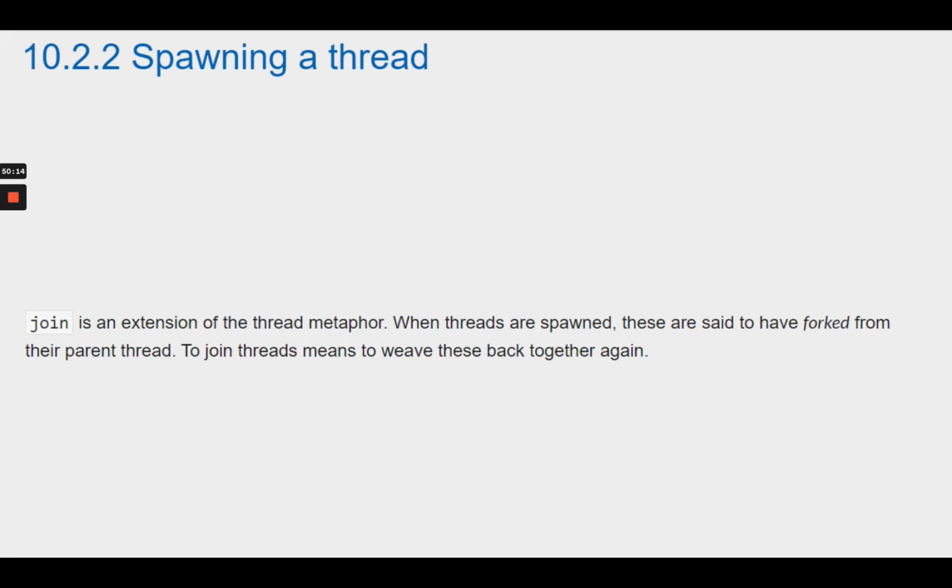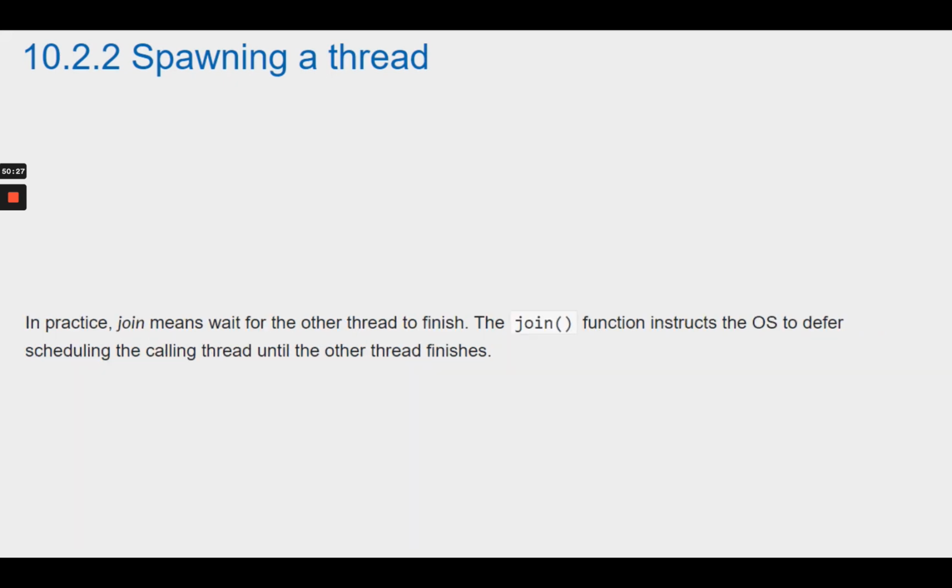Join is an extension of the thread metaphor. When threads are spawned, these are said to have forked from the parent thread. To join threads means to weave these back together again. In practice, join means wait for the other thread to finish. The join function instructs the OS to defer scheduling the calling thread until the other thread finishes.